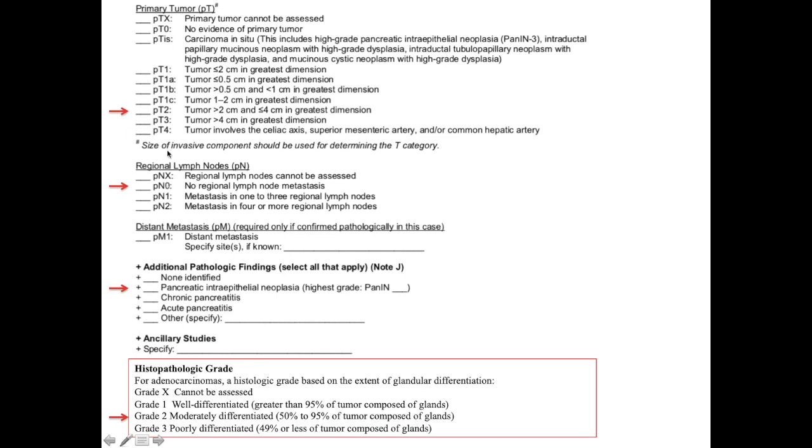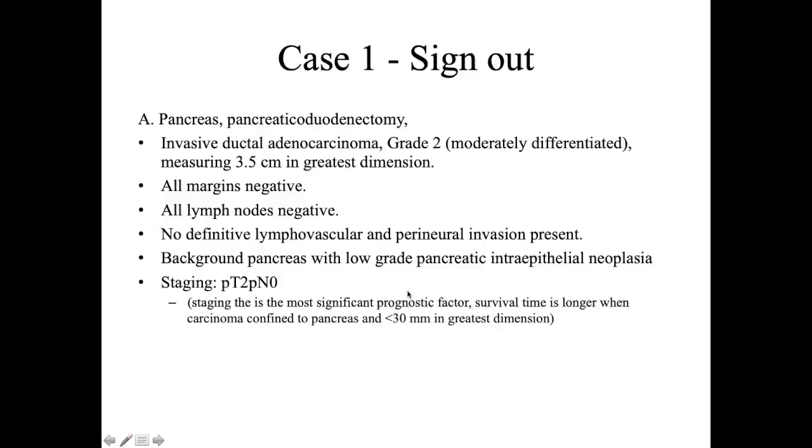So that's great. And then these are additional features that we saw in our resection. We saw pancreatic intraepithelial neoplasia, and we saw high grade. It's important for adenocarcinomas to grade the nuclei, and we can say that it's moderately differentiated in that section. So we can say that it's a pT2 pN0, and then it has some background high grade pancreatic intraepithelial neoplasia. So we're going to sign this case out.